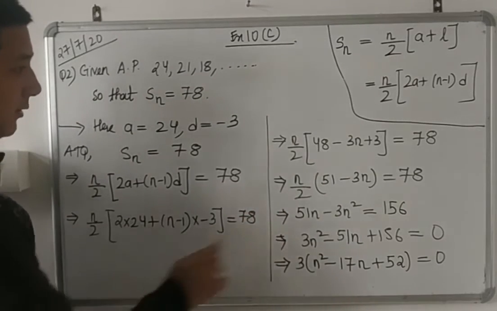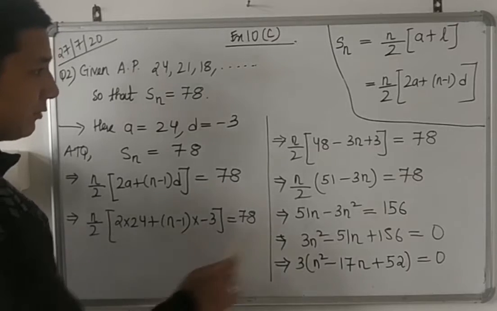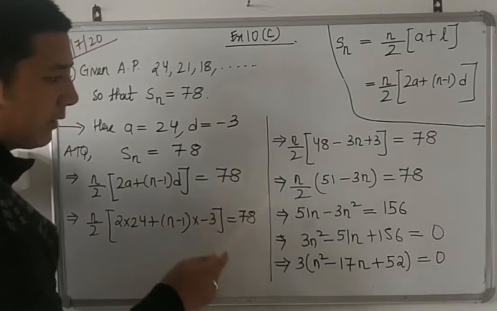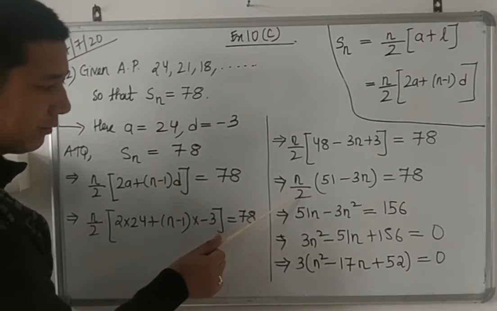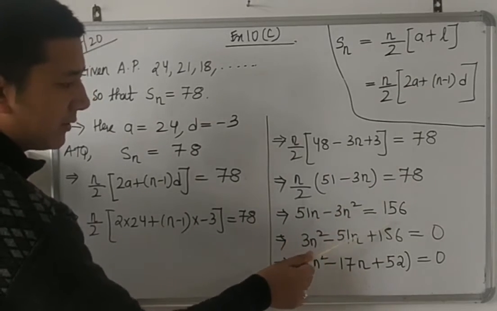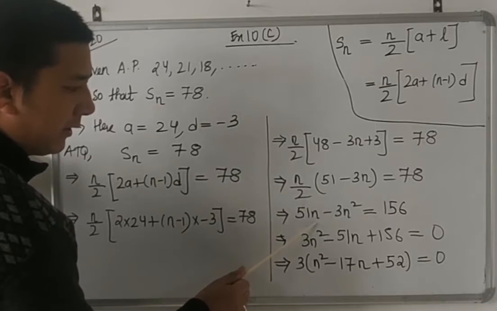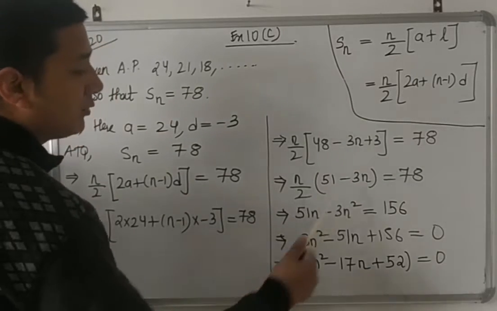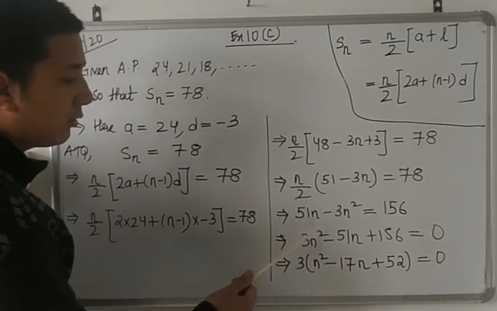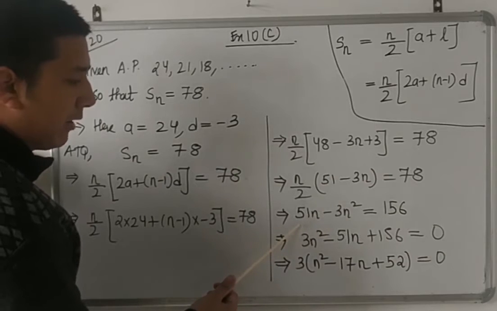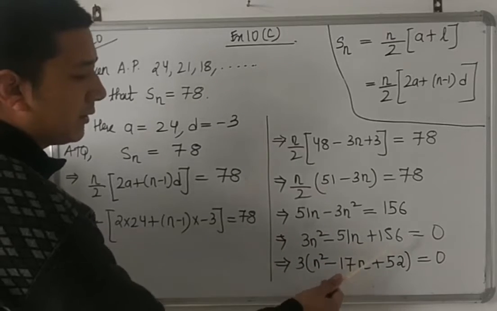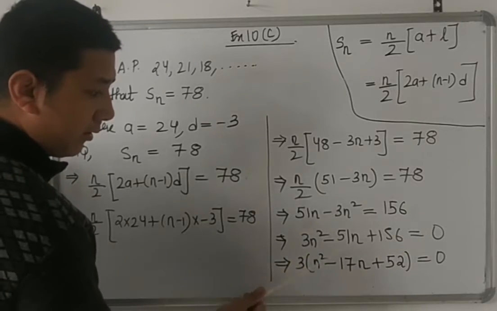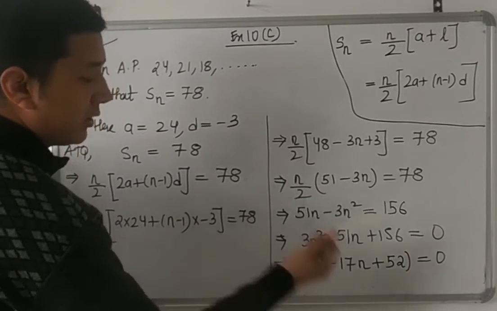So 48 minus 3n plus 3, okay, 48 plus 3, 51 minus 3n. Now what happens out here is I can cross multiply: 2 into 78 is 156, n into 51 is 51n, and this is 3n square. Now I'm taking both of these to the right hand side so that I get an equation. So 3n square minus 51n plus 156 equals 0. Here you can take 3 common, so n square minus 17n plus 52 is equal to 0.